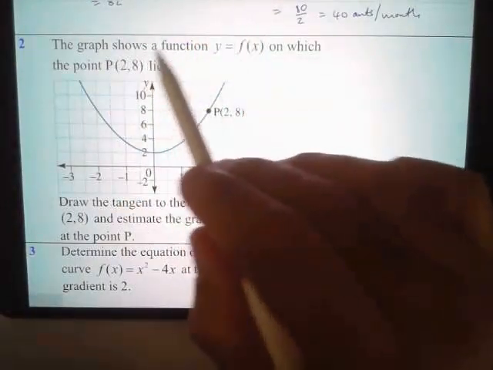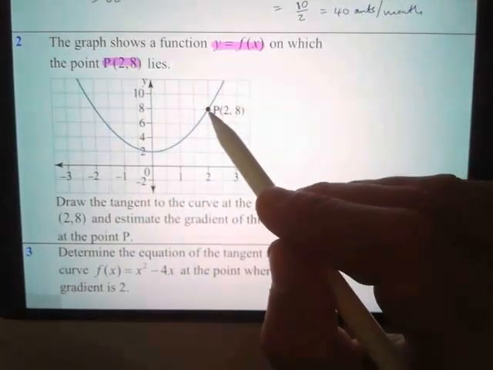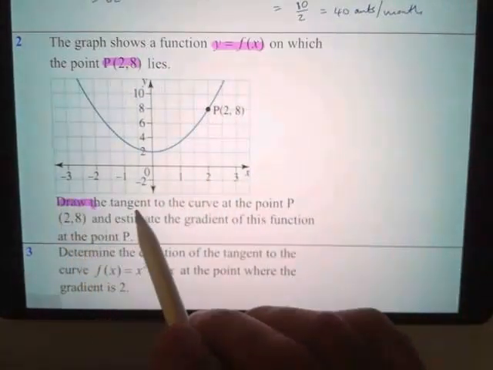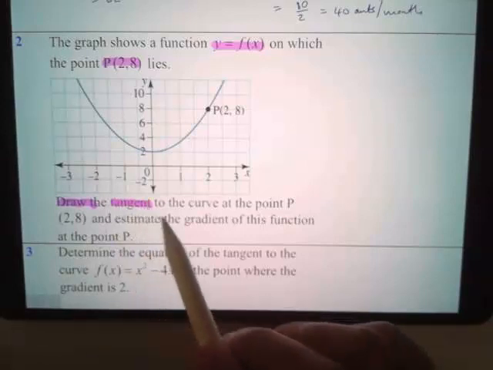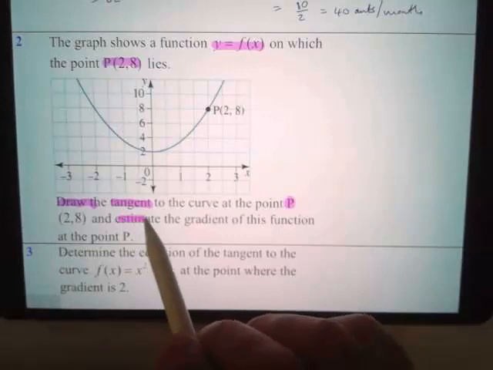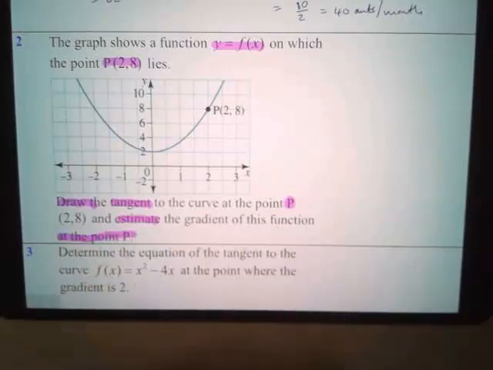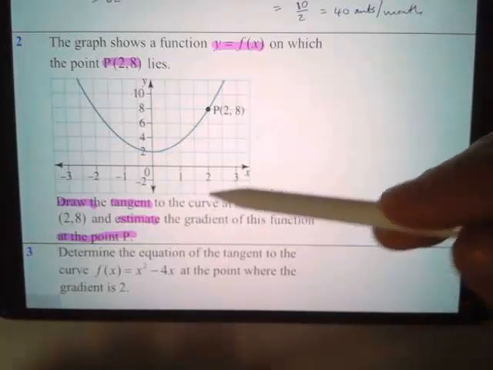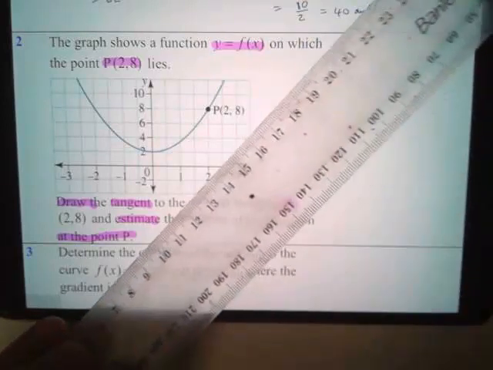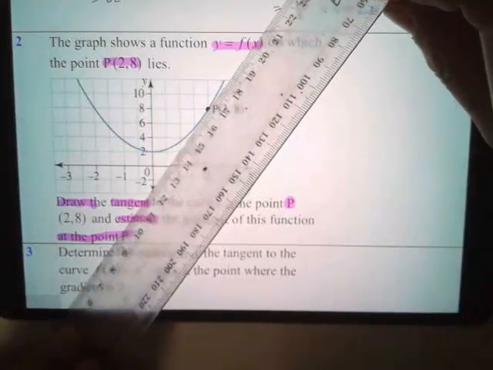The graph shows a function y equals f(x) on which the point P (-2, 8) lies. Draw the tangent to the curve at the point P, and estimate the gradient of this function at the point P. So it's important that I draw a tangent. Now remember, a tangent can only touch the graph at one point. It's like a touch line that just touches the line.